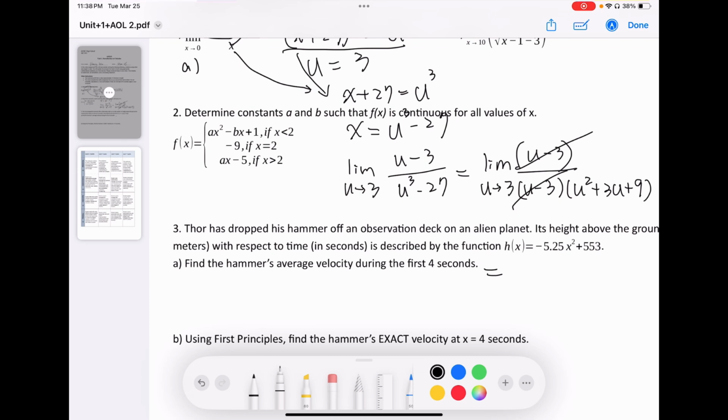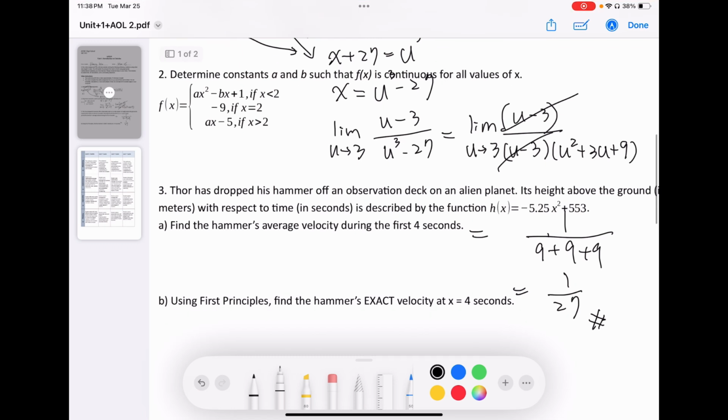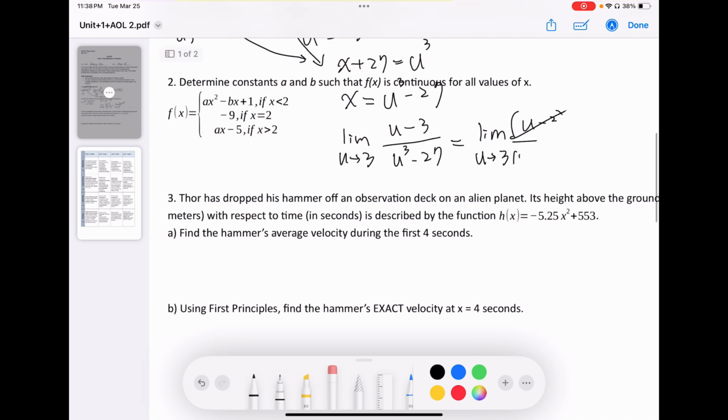So it will be equal to 9 plus 9. Oh no, that's not 9 squared. Sorry. It's 9 plus 9 plus 9 in the denominator, so 1 over 27. So the answer will be 1 over 27, and that's part A.